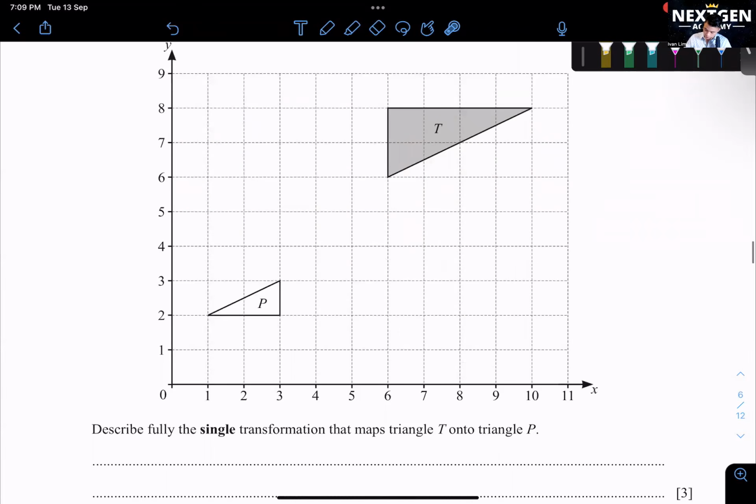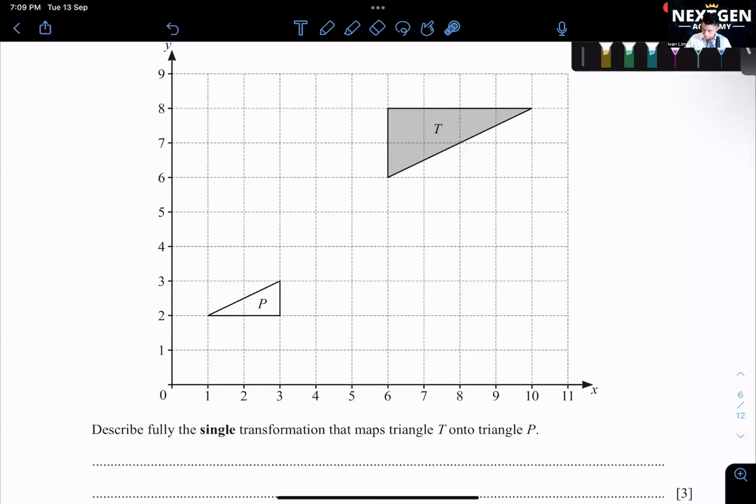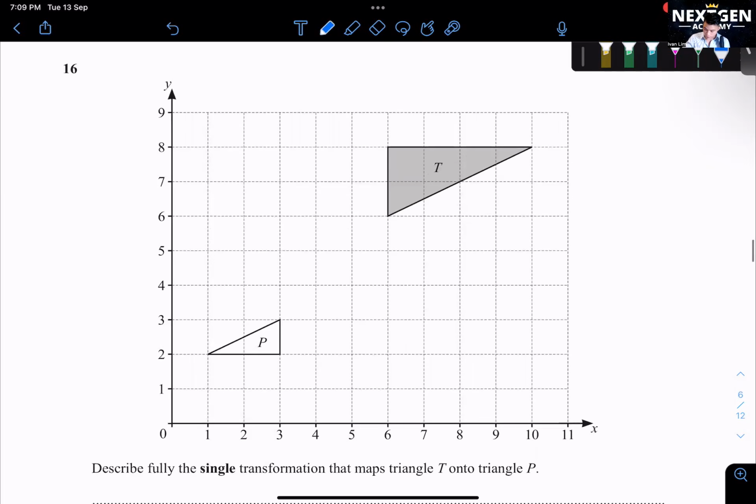Question 16. Describe fully the single transformation that maps triangle T onto triangle P. So this is under your transformation. Transformation has way too many things to go through. We've already taken a few of the first main papers to spend a lot of time on this. So if you don't know this one, you go into 8.7 and 8.8 in Thinkific, you will find transformation.